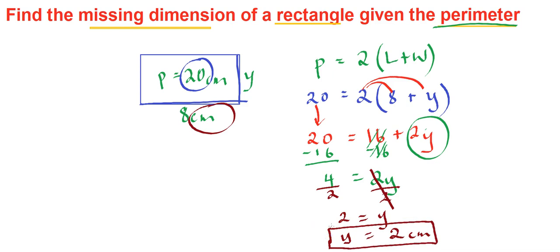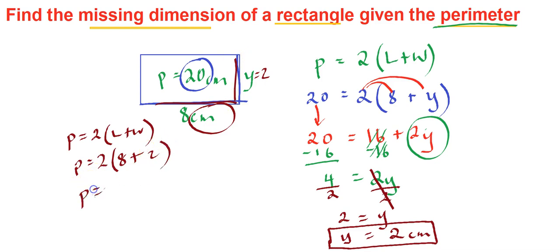We should just check it out. We're saying that y equals 2, so let's just see if that works. Perimeter equals 2 times (l plus w), which is perimeter equals 2 times (8 plus 2). So perimeter equals 8 plus 2 is 10, and 2 times 10 is 20. And that's what the perimeter is, so this must be correct.